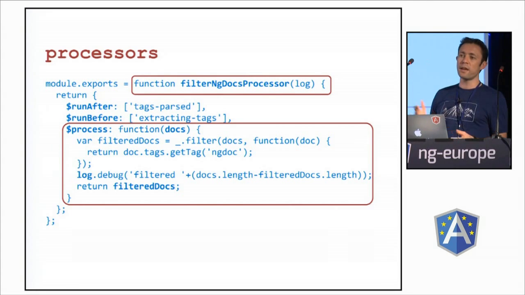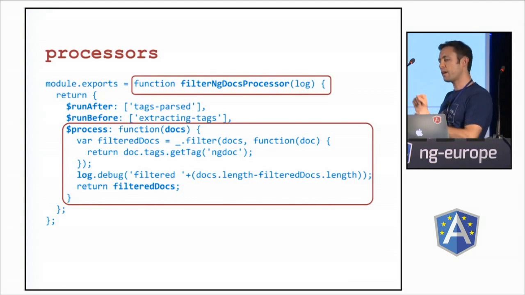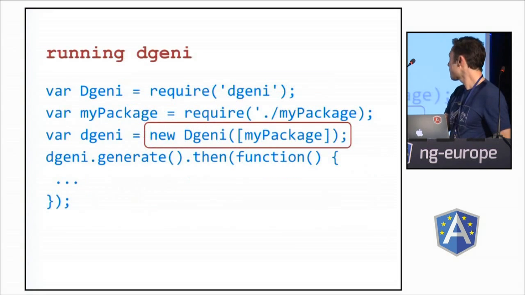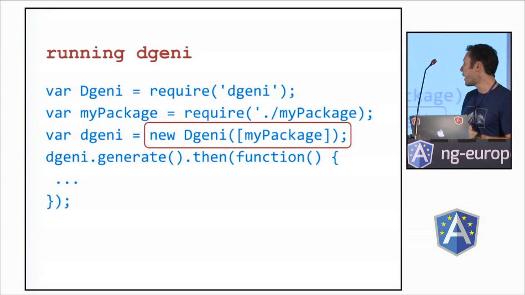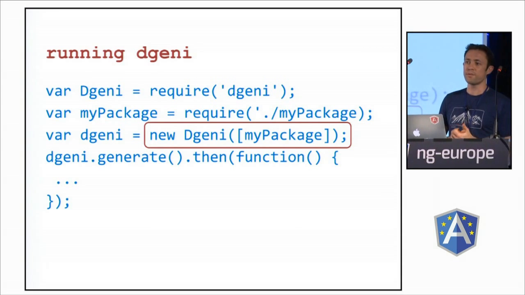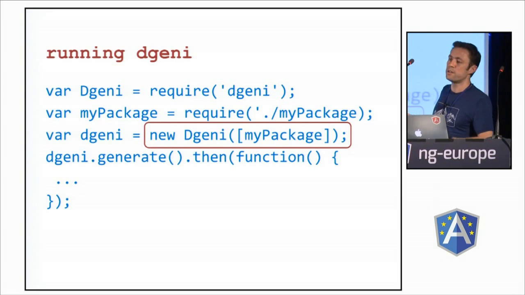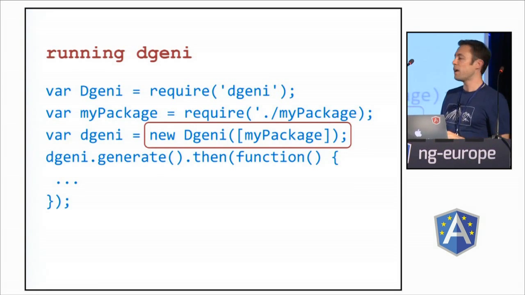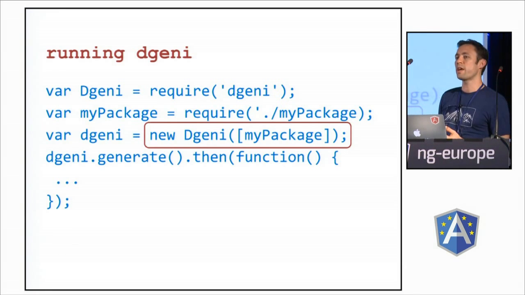So if I depend upon a load of other people's packages, I don't have to know about the entire pipeline. As long as I know where my processor needs to fit, I can insert it at the right place in the pipeline. And then finally, to run Dgeni, you require it in, make an instance of it, and pass in the package that you have carefully created. Finally, you just run generate on the instance of Dgeni, and this will trigger the pipeline. The processors will do their job.